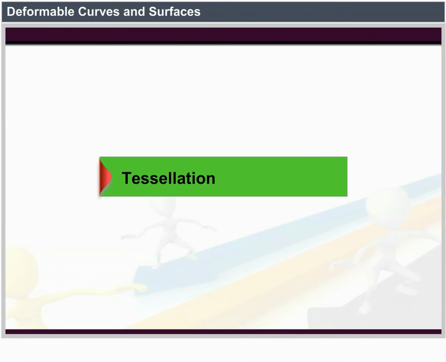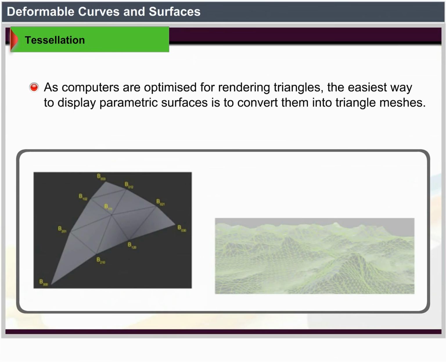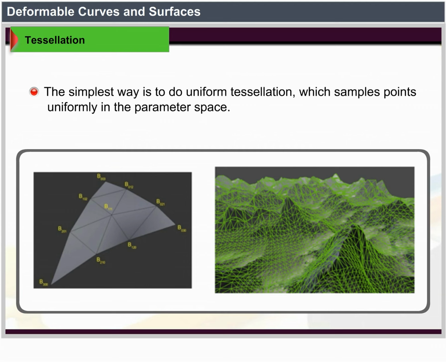Tessellation. As computers are optimized for rendering triangles, the easiest way to display parametric surfaces is to convert them into triangle meshes. The simplest way to do this is uniform tessellation, which samples points uniformly in the parameter space.